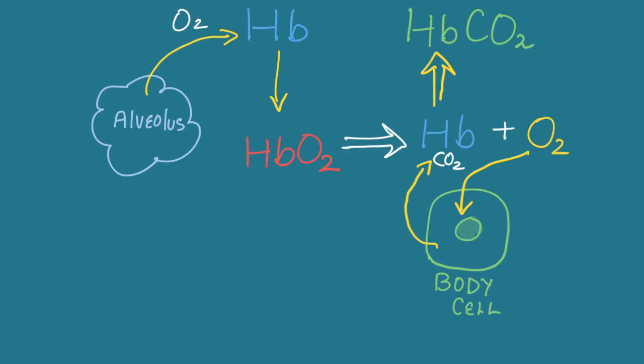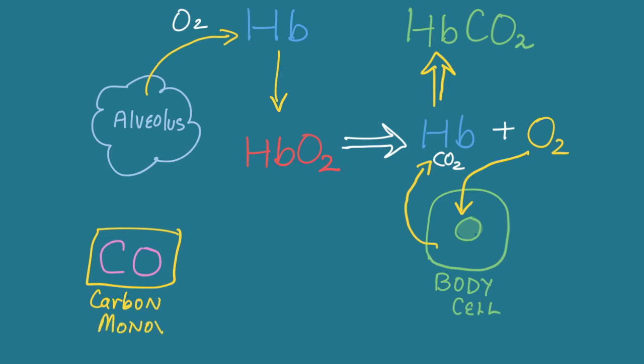There is yet another molecule that has a high affinity for hemoglobin. In fact, it has the highest affinity to hemoglobin of any other molecule, and that is carbon monoxide. Carbon monoxide is a deadly gas. It is a compound made up of one carbon and one oxygen. Carbon monoxide is deadly because it has a very high affinity for hemoglobin. It binds to hemoglobin 200 times more tightly than oxygen.